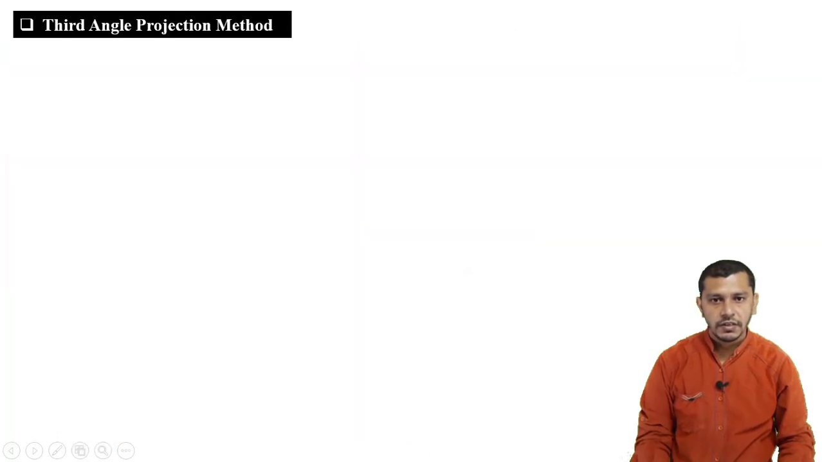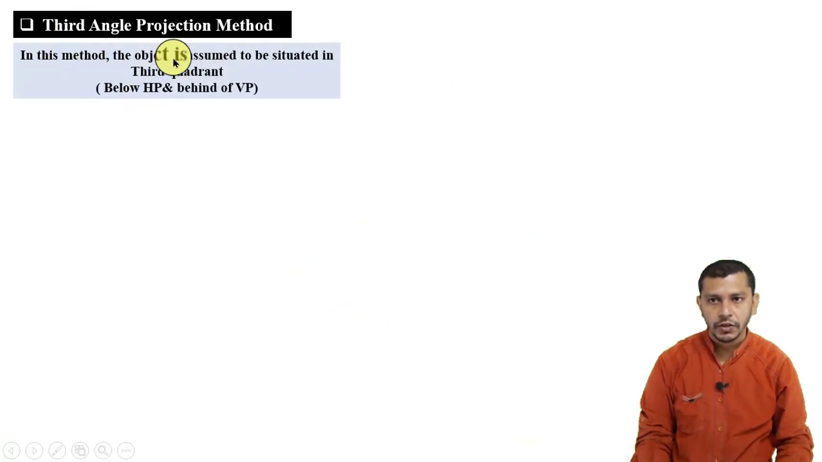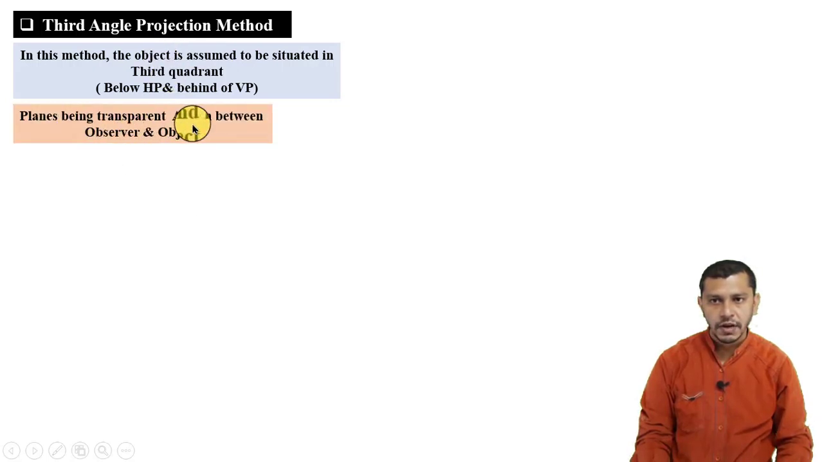Now let us discuss the third angle projection method. So in the third angle projection method, the object is assumed to be situated in the third quadrant, that is below HP and behind of VP. So if we will take the object in the third quadrant, the planes being transparent, and it will be in between observer and the object. That means the planes are in between observer and the object.